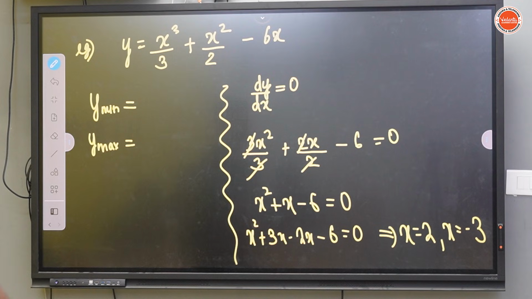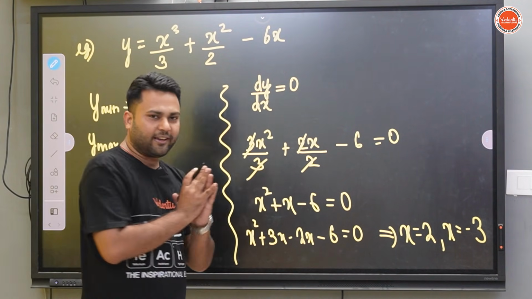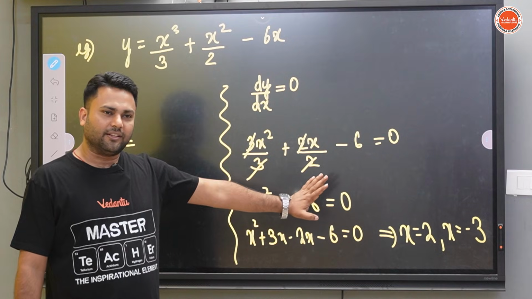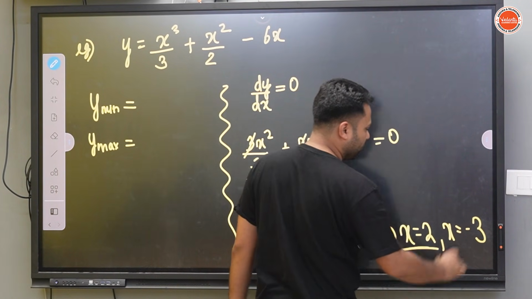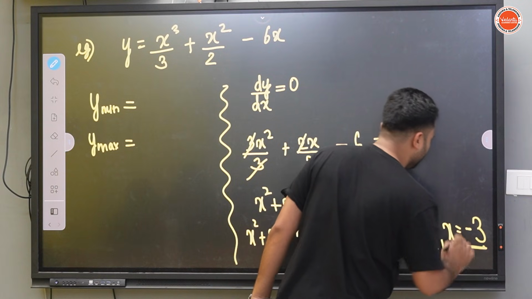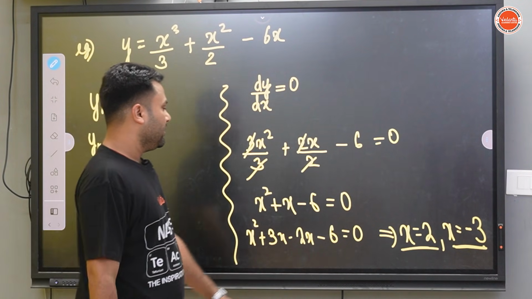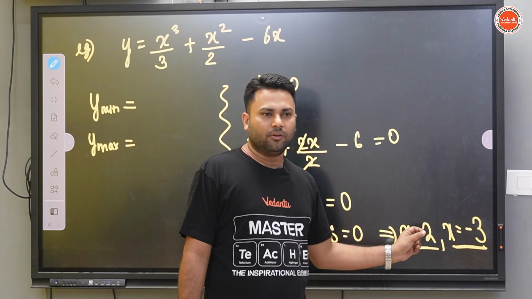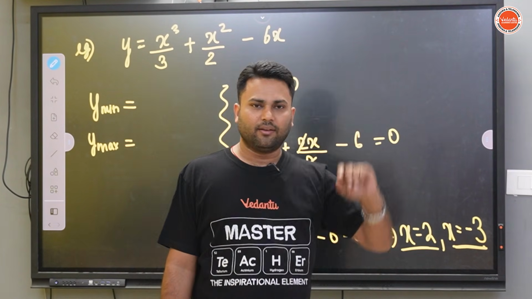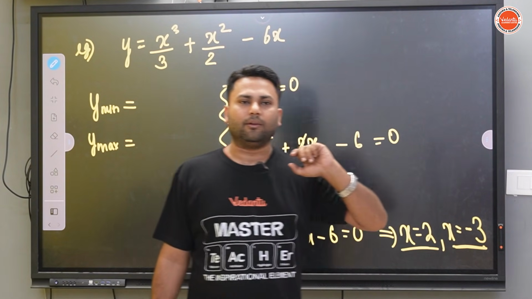Correct? Now the problem is, here you will get 50% of the answer, but you got two values of x, x equals to 2 and x equals to minus 3. If you put one of the values, you will get the maximum value of y, and if you put the other value, you will get the minimum value.